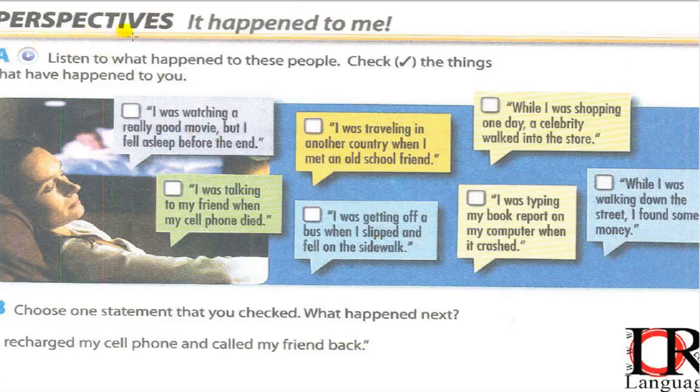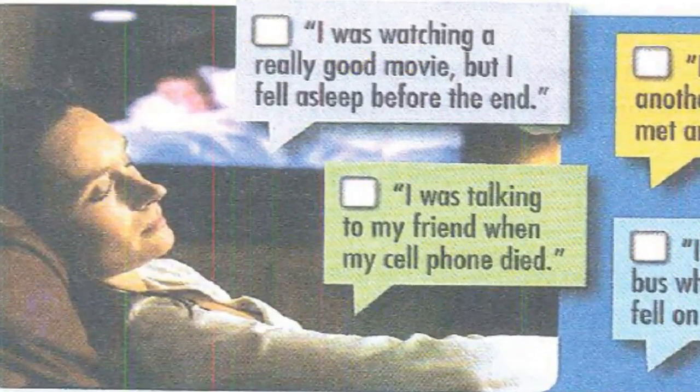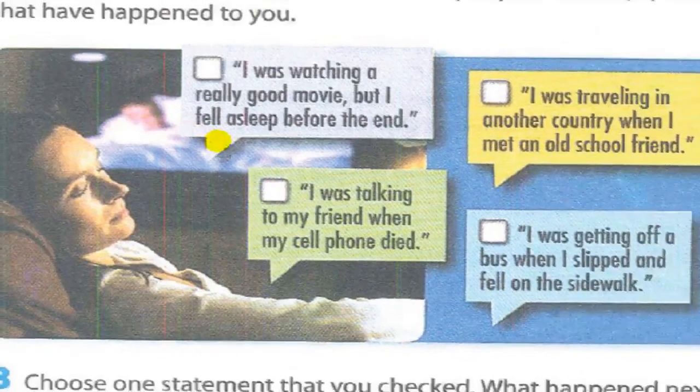Exercise 2. Perspectives. It happened to me. Now here, look at the picture. What do you see? A young man and he's sleeping. He fell asleep. He was watching a movie. He was watching TV. So, let's listen.